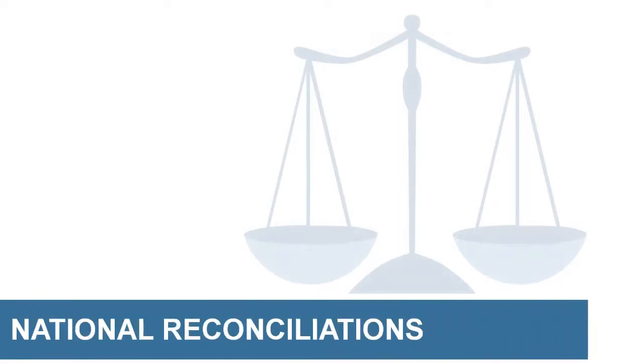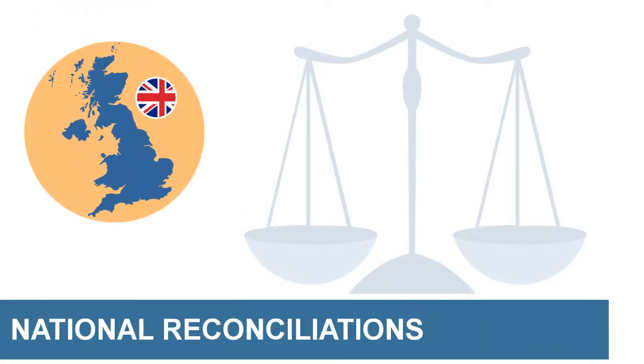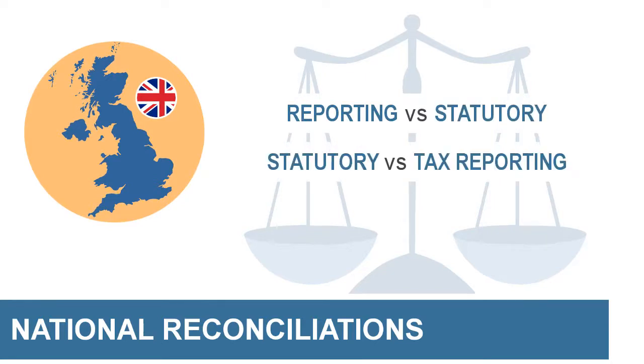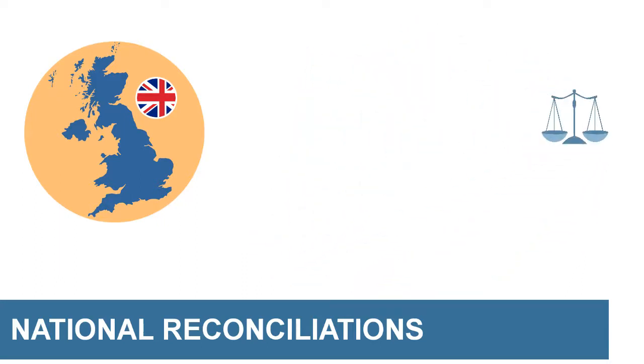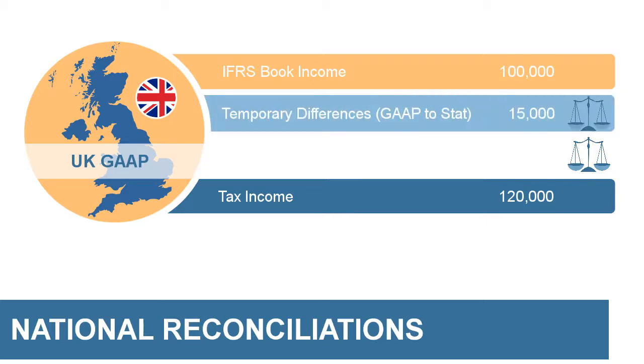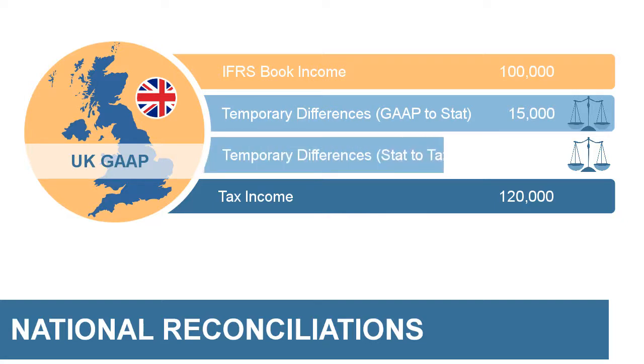When reconciling temporary differences at the national level, note that differences can exist when you reconcile from a reporting standard to a statutory standard, or when you reconcile from the statutory standard to a tax reporting standard. For example, say your reporting standard is IFRS, and the tax return basis in the UK is UK GAAP. Temporary differences are entered in accounts under the GAAP to Stat parent. When you reconcile from UK GAAP to taxable income, temporary differences are entered under the Stat to Tax parent.